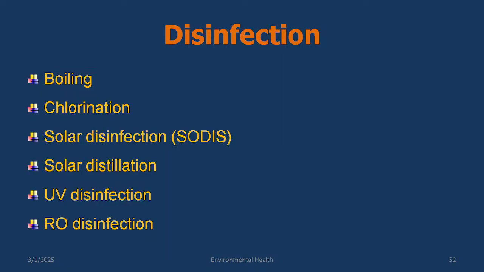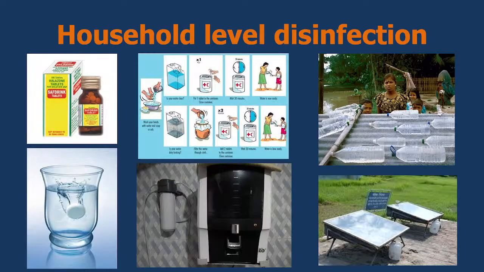Then disinfection at household level. The commonest method in the families where you are asked to go, people will tell you that boiling is being done. We'll see the pros and cons of boiling. Chlorination is the most common method. A very characteristic method, devised by UNICEF and popularized by WHO in Africa, is called SODIS. A very popular source of question for PG, pre-PG exam. SODIS, what is SODIS? Solar disinfection, UV, and RO. So these are some of the common examples.